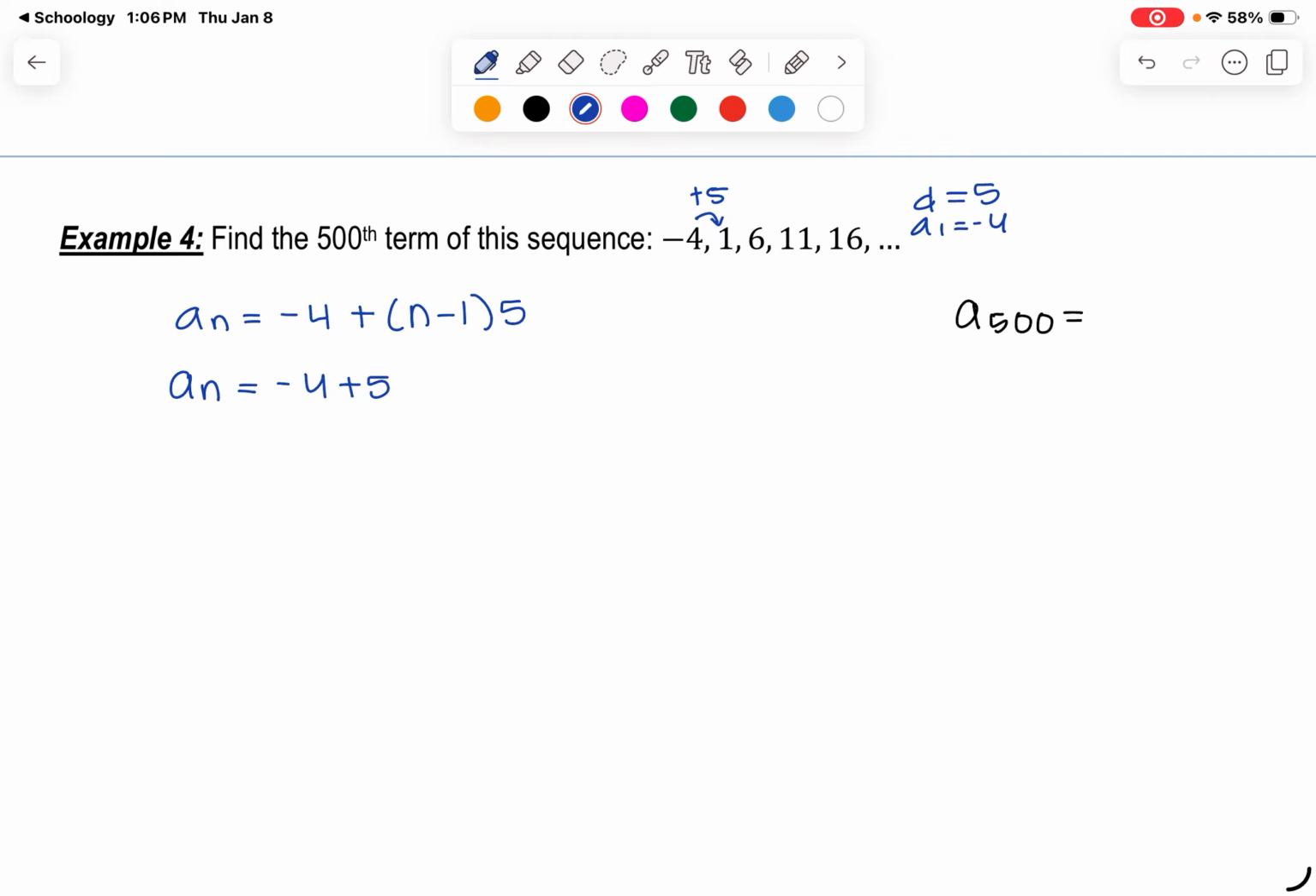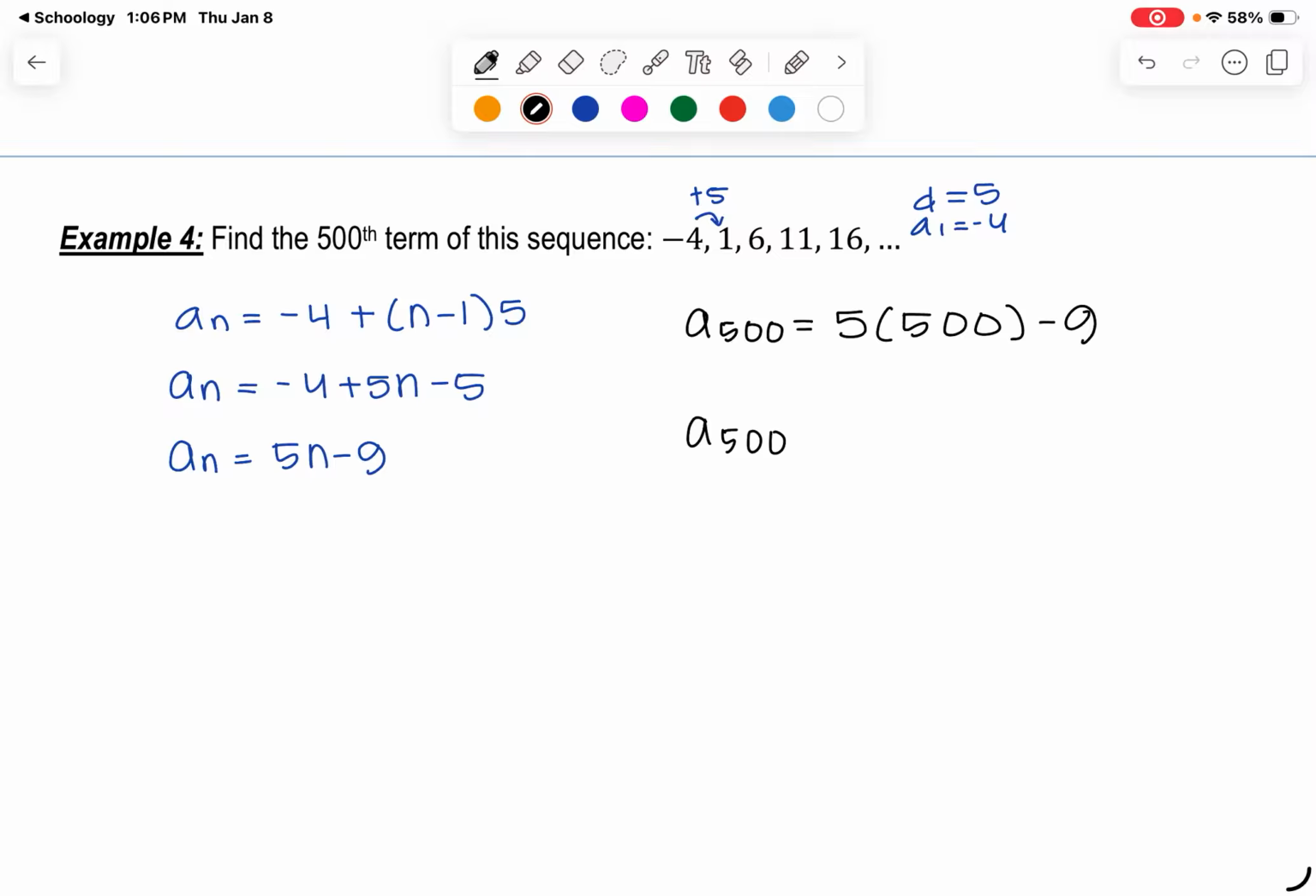So now we can clean this up. Negative 4 plus 5n minus 5. Our rule is a sub n equals 5n minus 9. And now we can find any term we want. We want the 500th term, so I'm just going to move this over a little bit and say my 500th term is 5 times 500 minus 9. So my 500th term is 2,500 minus 9, which is 2,491. Once again, you can use a calculator for that if you want.